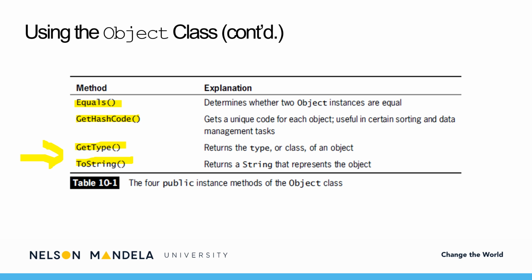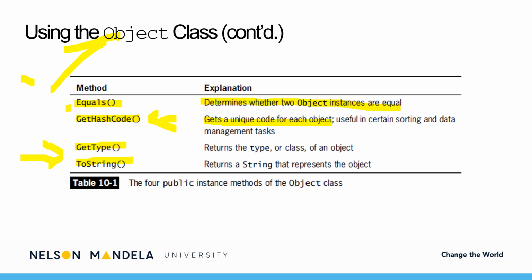So what does equals do? The equals method in the object class. What does the equals method do? This method determines whether or not two objects are equal to each other. How does it do that? It uses the getHashCode. Remember, each and every class that you create has a hash code. So what does the hash code do? It gets the unique code for each object, useful in certain storing of data and managing tasks. So all of these have a hash code.